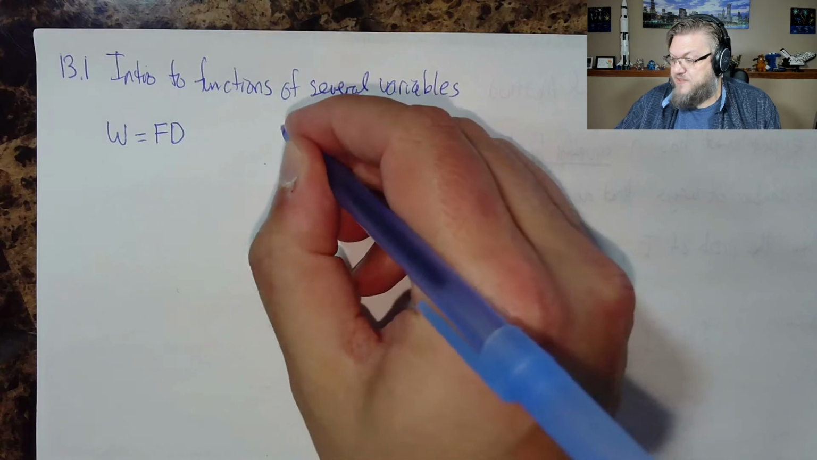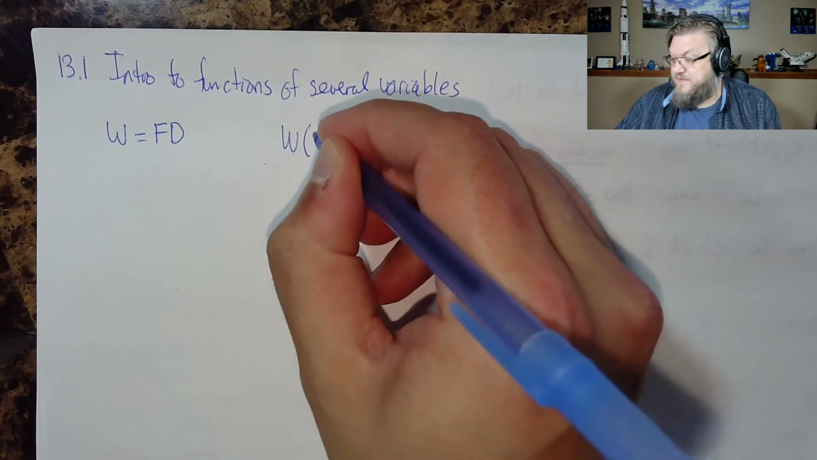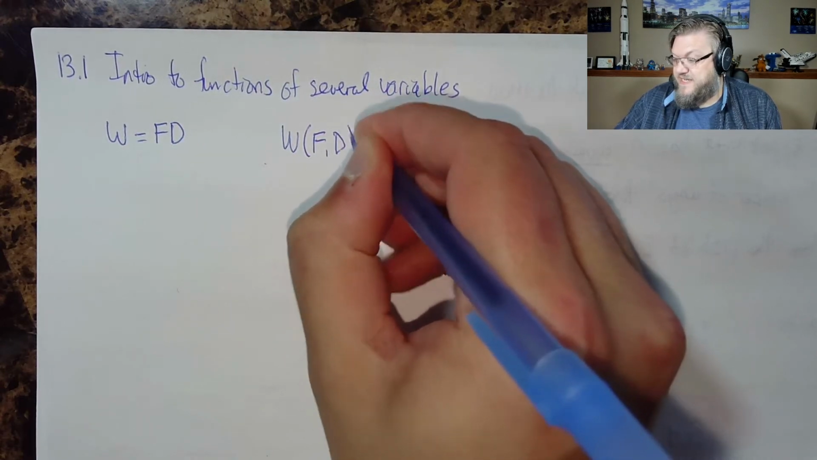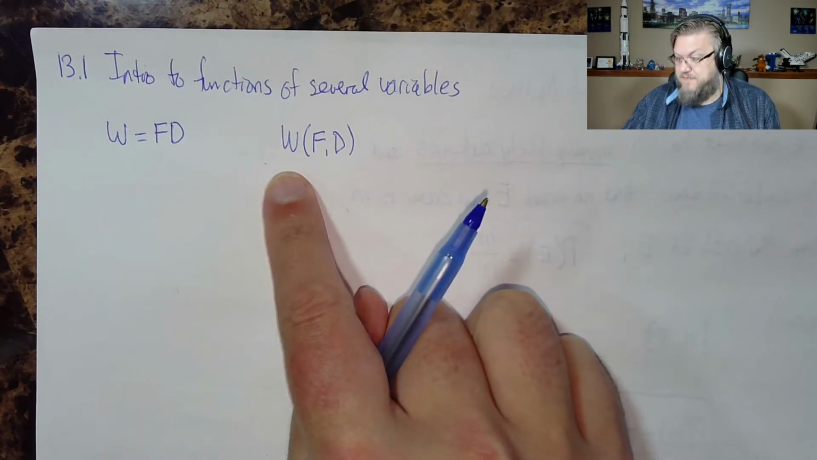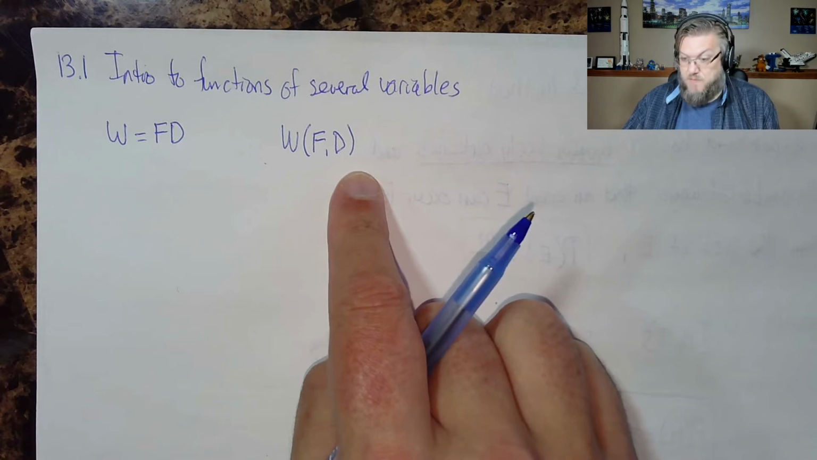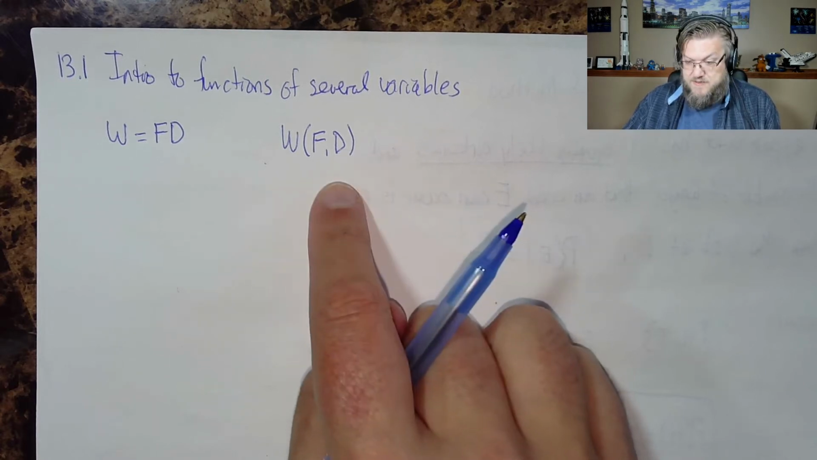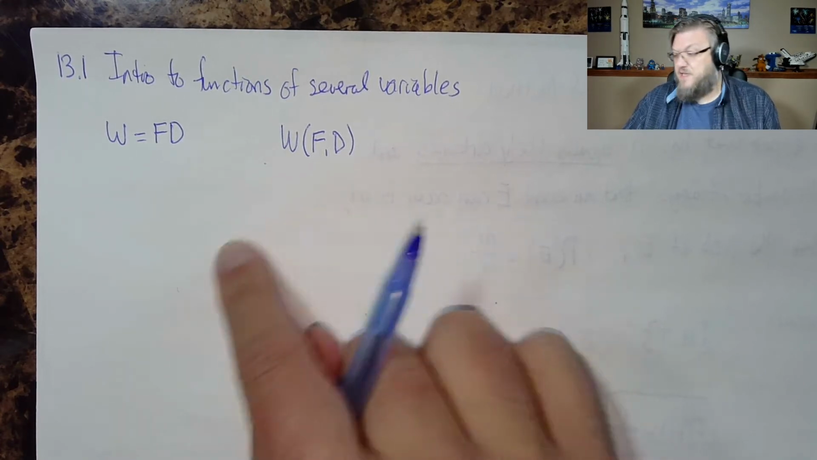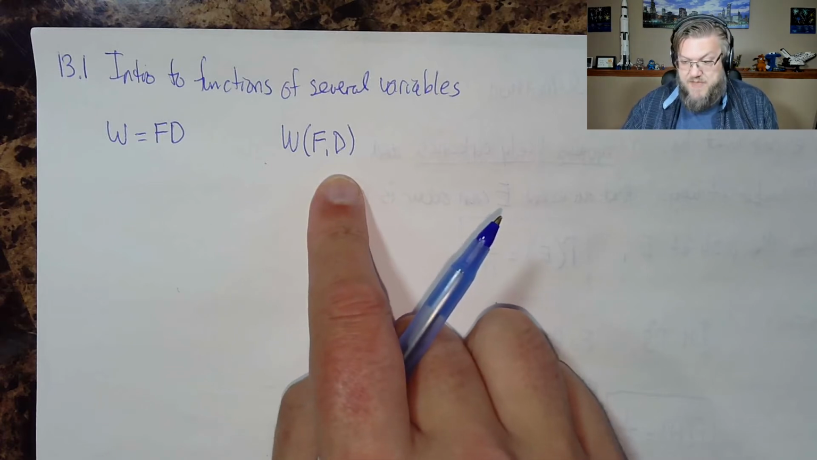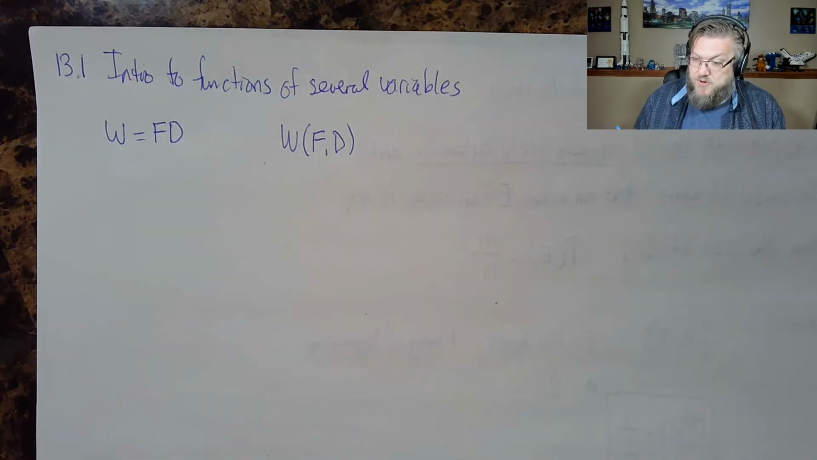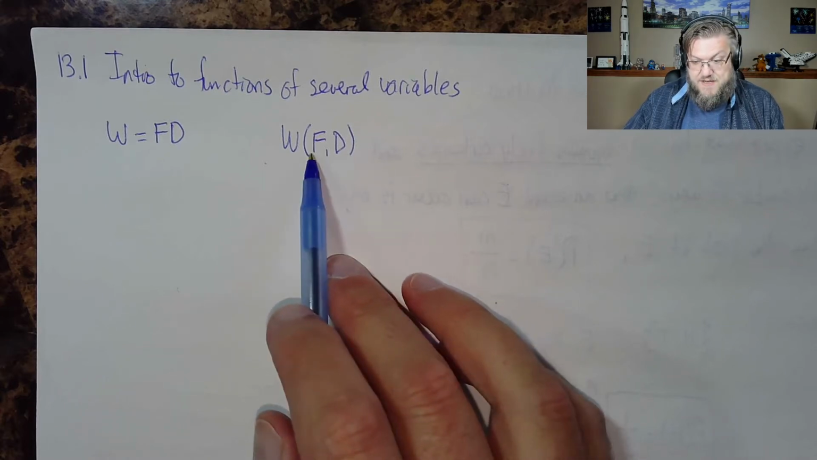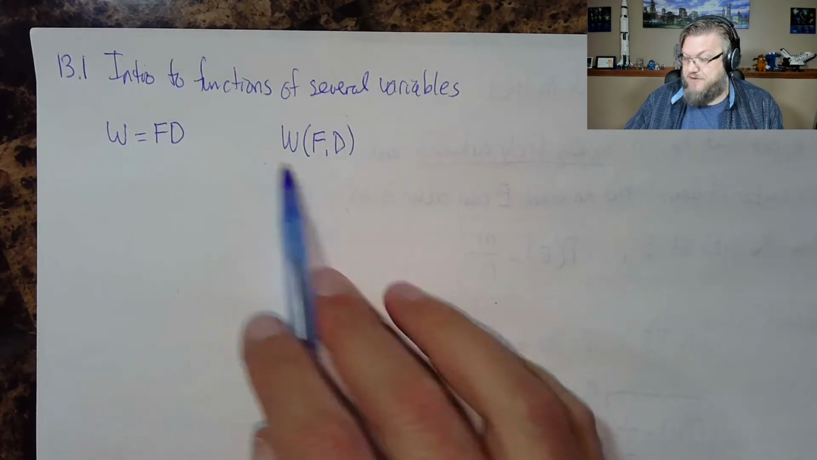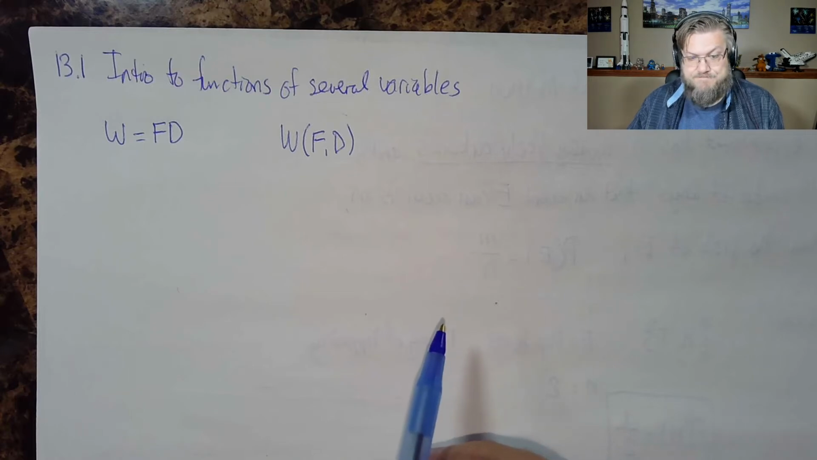In other words, I can calculate the work based off of F and D. W is a function of F and D. It's a multivariable function. Instead of just f of x, a function of a single variable, we now have a function of 2 variables. If you're like a computer programmer, think of it as having 2 inputs that it accepts, and this function is then going to calculate a single output.